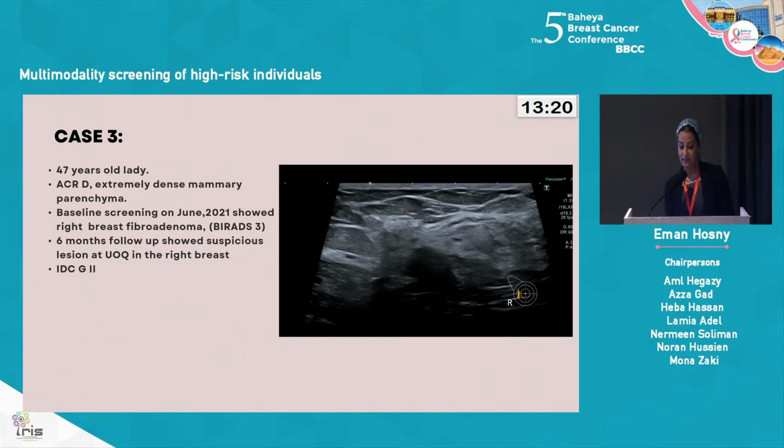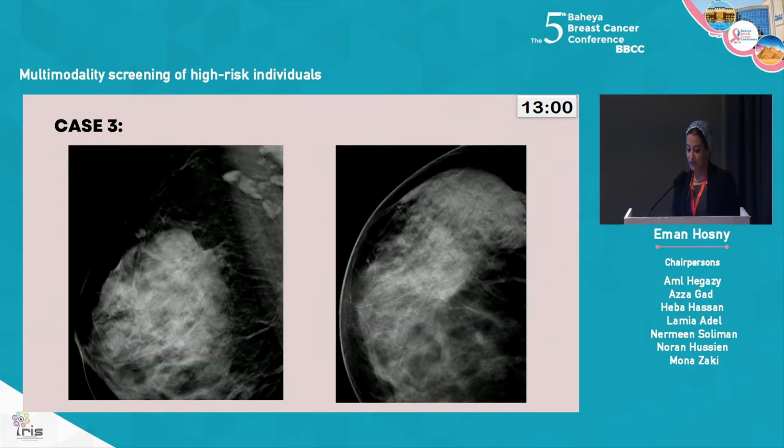A 74-year-old lady with extremely dense breasts. This case actually was a missed cancer. The baseline screening done in June 2022 showed a right breast fibroadenoma and was reported as BI-RADS 3. The patient came back for a 6-month follow-up by ultrasound. Ultrasound depicted an irregular, deeply hypoechoic mass lesion in zone B of the breast. We tried an additional tomosynthesis.